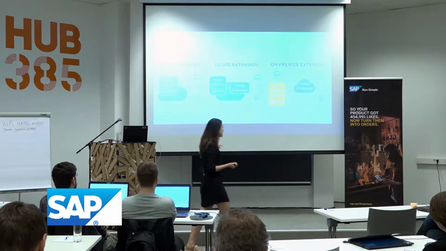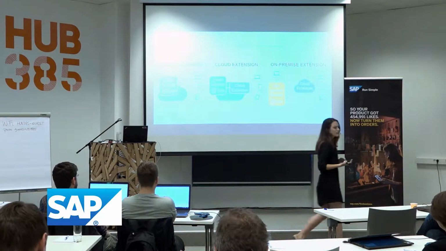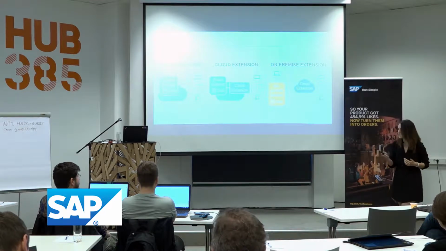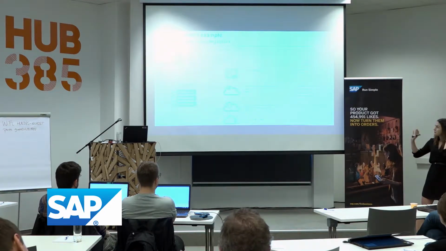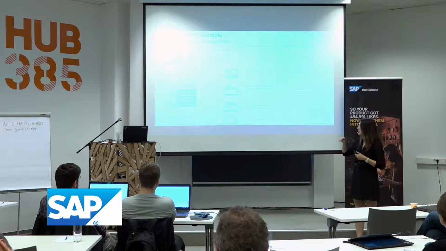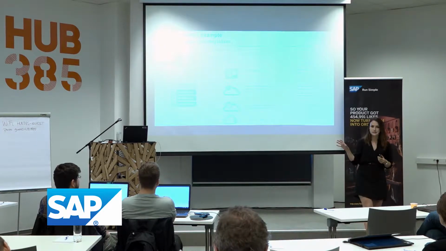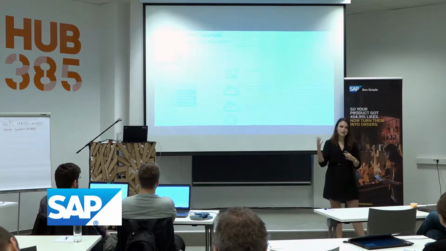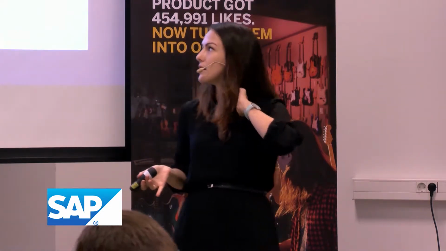Then we have the cloud extensions, and then we have the possibility to extend the on-premise system. So for the first scenario, we have four main components that we are talking about now. First of all is the application level, then the service. After this, the persistence and connectivity. We will discuss this for all three scenarios that I mentioned before.